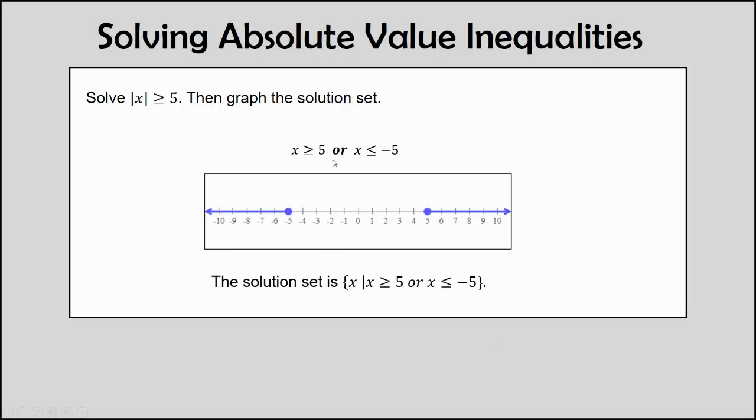Okay. If I had to write it in set builder notation, I'd write x such that, and then I'd just write this statement. We don't have a combination here, so we just write it as is. So x is greater than or equal to 5, or x is less than or equal to -5.